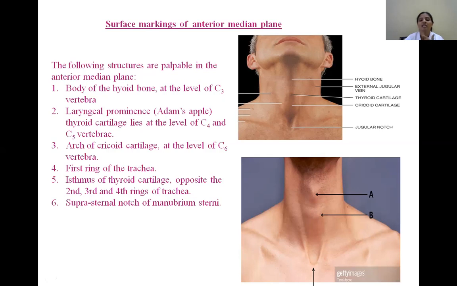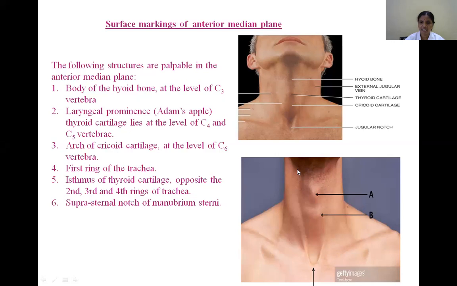Then from here onwards, if you pass your finger downwards, you see it passes just in front of the tracheal rings, and the tracheal rings are related in front to the isthmus of the thyroid gland. And further down you have a depression here, made by a triangular area. See, this is the suprasternal notch. On either side you can find a prominence made by the sternal fibers of the sternocleidomastoid muscle, right? So these are the prominent structures you can expect in the anterior median plane.